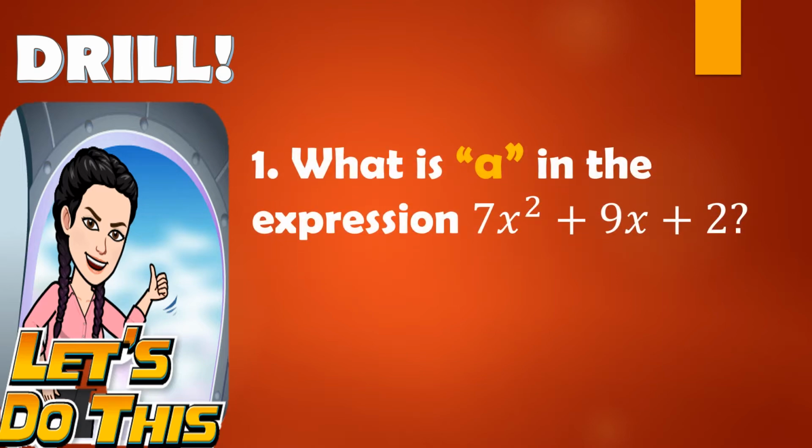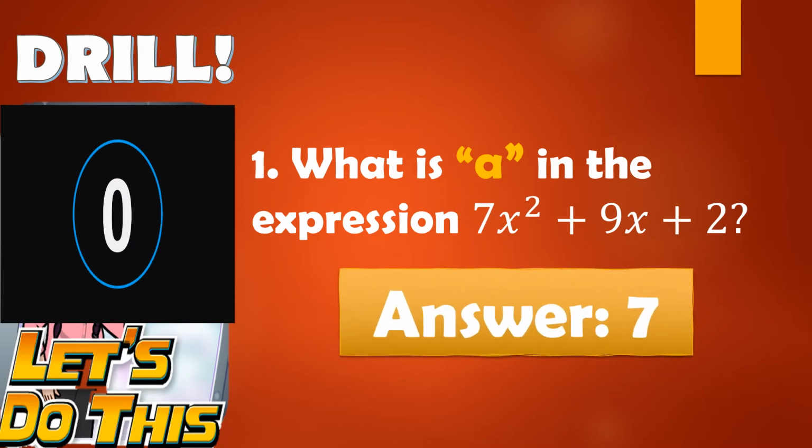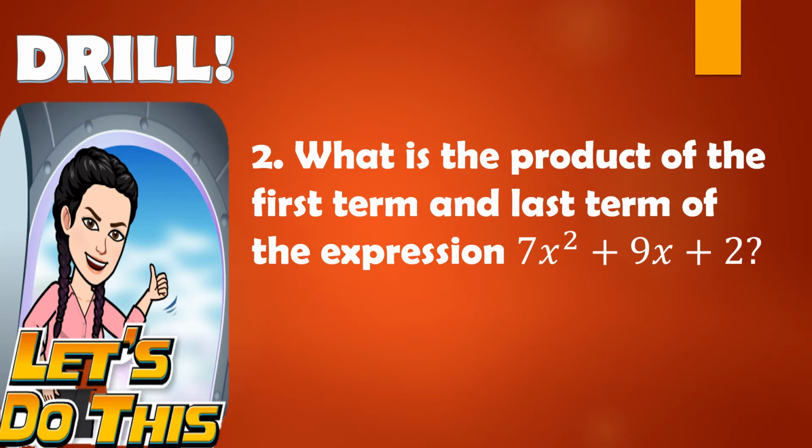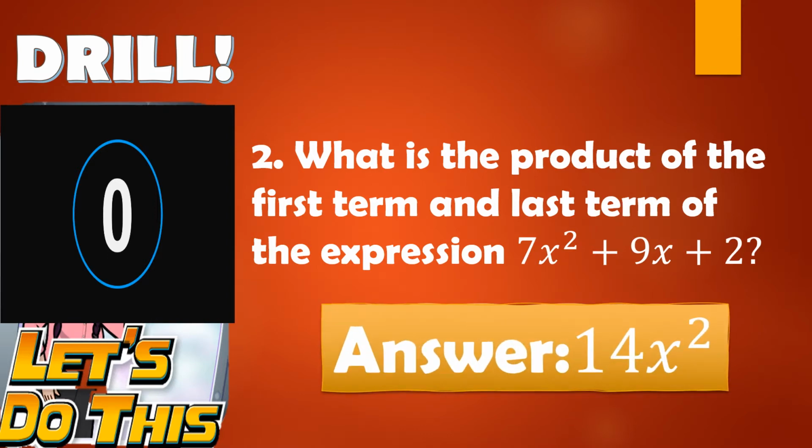Number 1. What is a in the expression 7x squared plus 9x plus 2? Okay, so the answer is 7. Number 2, what is the product of the first term and last term in the expression 7x squared plus 9x plus 2? The answer is 14x squared. So 7x squared times 2 is 14x squared.